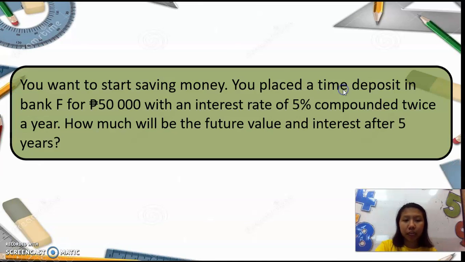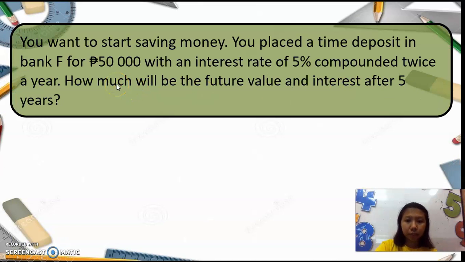Okay, so let's have examples. Number 1, you want to start saving money. You place a time deposit in Bank F for 50,000 with an interest rate of 5,000 compounded twice a year. How much will be the future value and interest after 5 years?